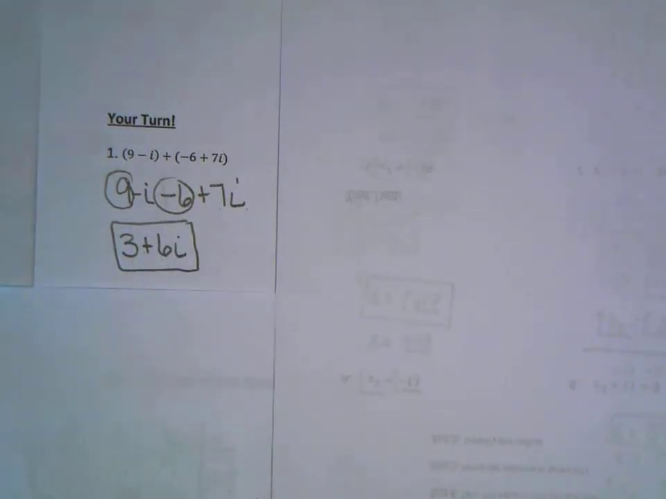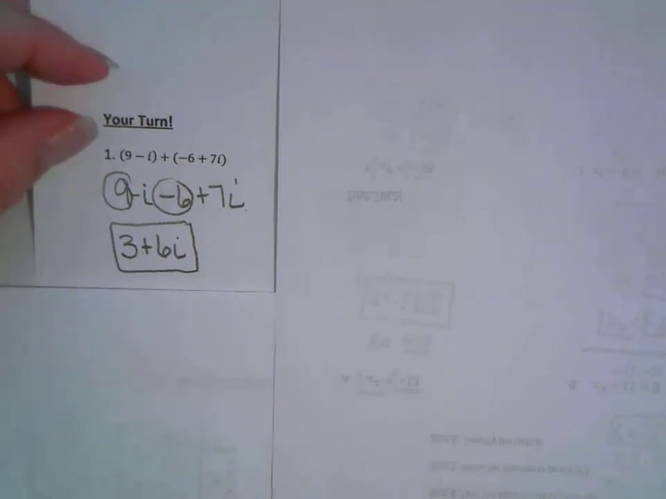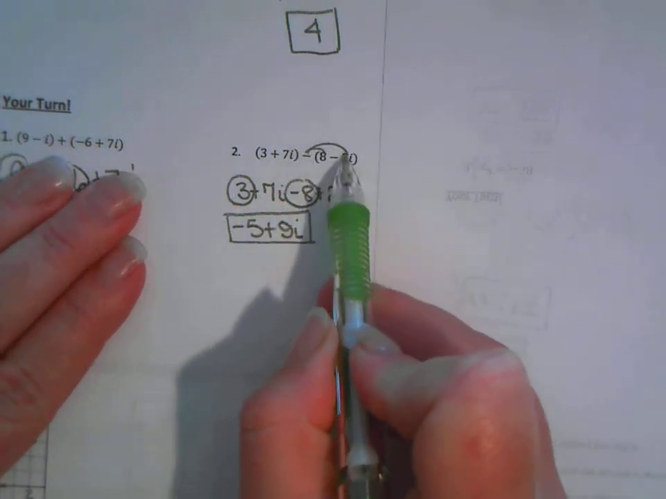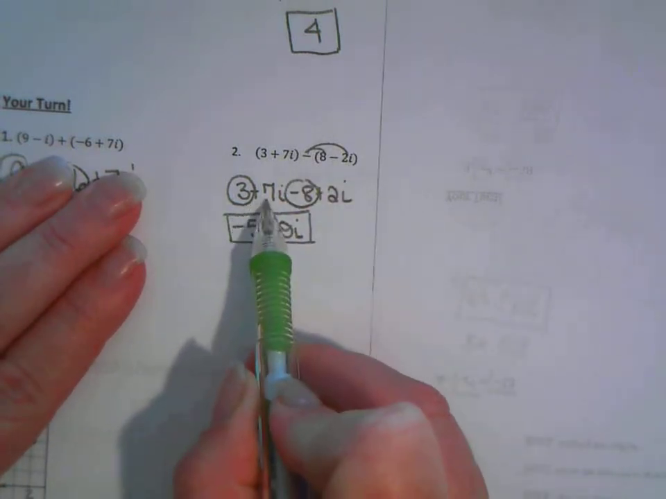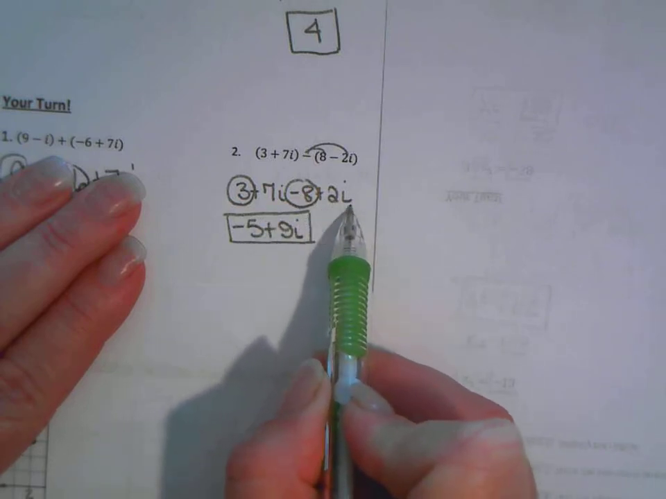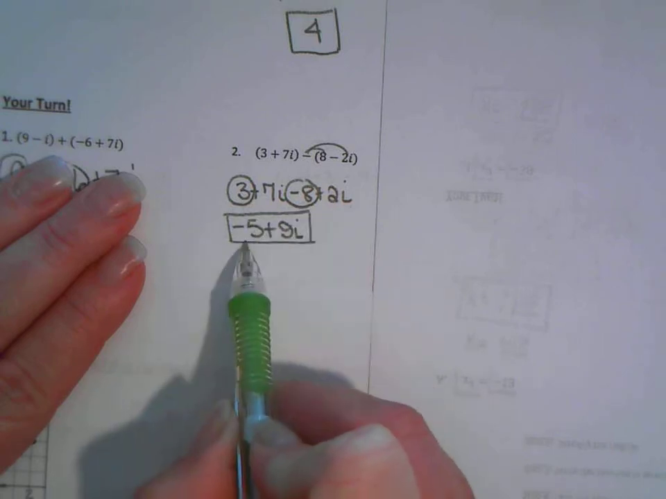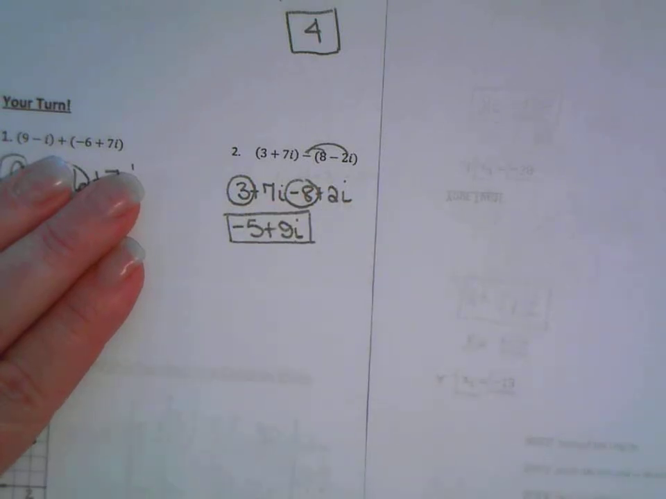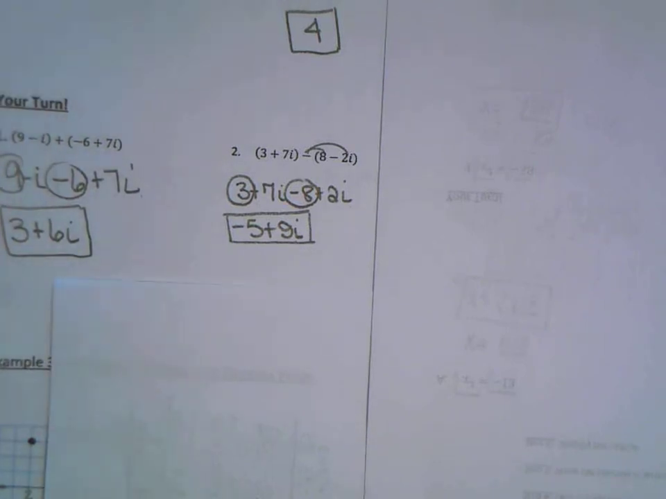Okay, number 2, go ahead and do it. Hit pause. Okay, number 2, that was one of those ones with the negative, so make sure you distributed your negative through, so that would have given you 3 plus 7i minus 8 plus 2i. Combine your like terms, you would have gotten negative 5. 7i and 2i is 9i. Go ahead and do number 3. Watch your negatives on this one.